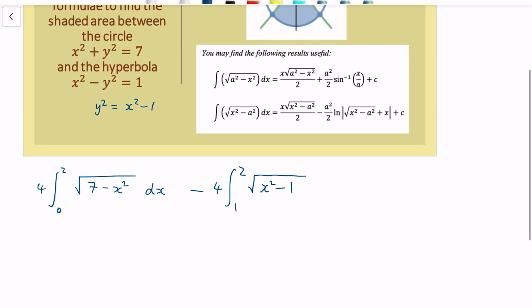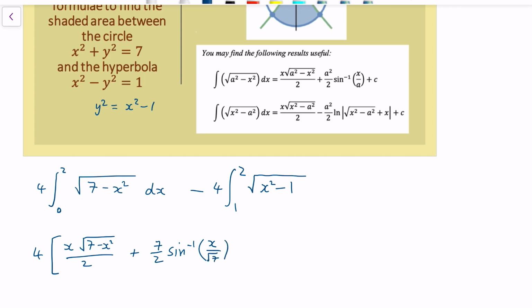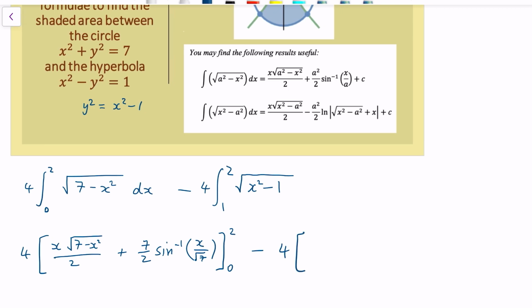Okay, so then it comes to using the antiderivatives themselves. So the first one, 4 lots of the antiderivative. Be careful that you make it 7 minus x squared and not 7 squared, because a squared is 7. You also need to make sure you're in radians. So this is going to be x over root 7. Okay, so that's the first antiderivative, and we're going to evaluate that between 2 and 0. And then we need to minus 4 lots, and we do the other one. This time a squared's 1. What an absolute mish this would have been if we had to find those antiderivatives. And that one's between 2 and 1.